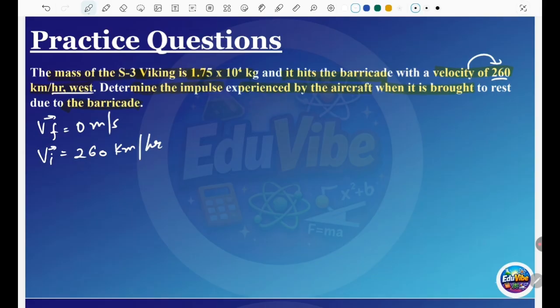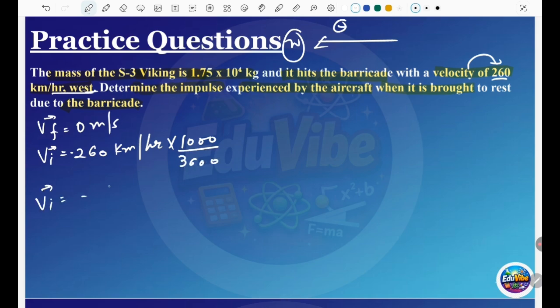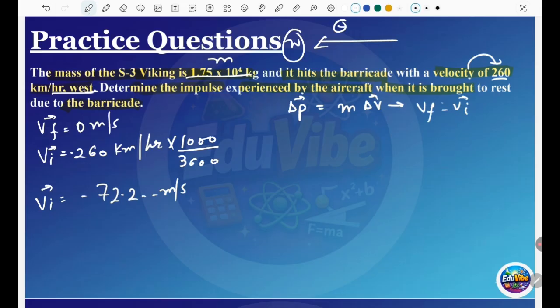Vi is 260 kilometers per hour west, which is the opposite direction of east. East is positive, so west is negative. Convert by multiplying by 1000 and dividing by 3600, and you get about 72.2 meters per second, which should be negative. Now you have a mass, so you know that delta P, the impulse or change in momentum, is equal to m delta V. Delta V is Vf minus Vi.